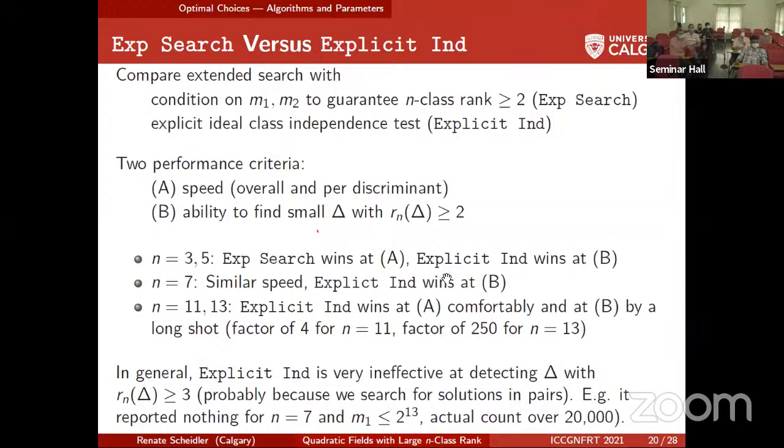For example, here's something really disappointing. For n equals 7, that algorithm didn't report a single example of a 7-class rank of 3 or higher, even though for the bounds that we ran it on, there were 20,000 such examples. It just didn't realize that a lot of the examples it found with 2 independent ideal classes actually had 7-class rank 3 and not just 2. It's very bad at detecting that. So that's a bit of a downside.